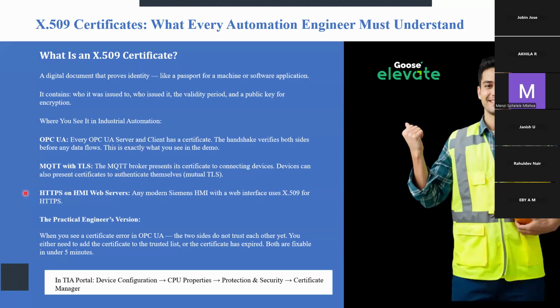This is an encryption standard. At the generation level itself, this certificate will have a code that contains the identification of the server and client. So we can have these kinds of certificates in OPC UA and MQTT and HTTP as well.